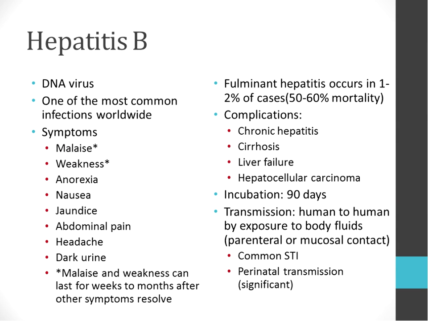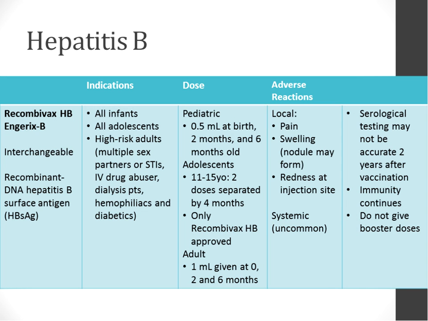Hepatitis B is one of the most common infections worldwide. It's typically characterized by weakness, anorexia, and jaundice. The malaise and weakness can last for weeks, up to 2 months after the other symptoms have resolved. It is transmitted human to human by exposure to body fluids, so perinatal transmission and STIs are commonly seen with this one.